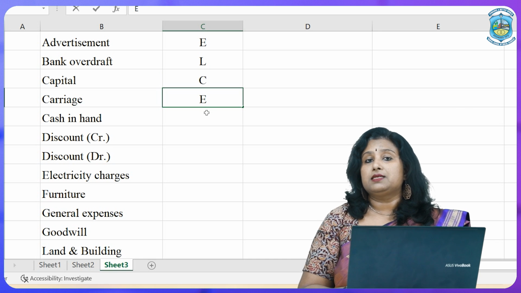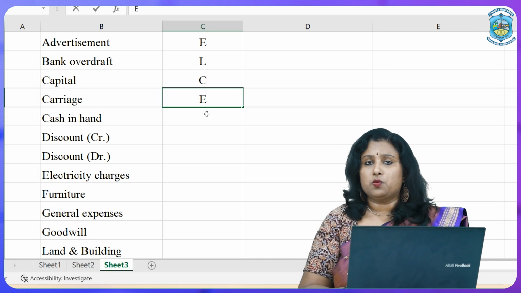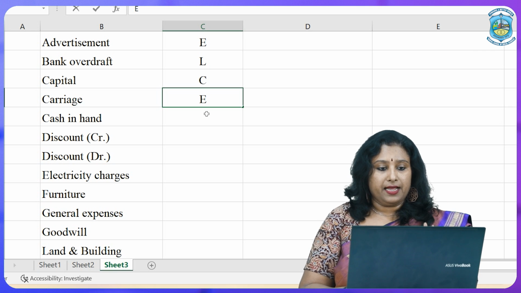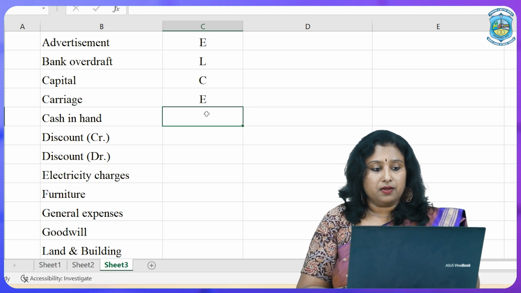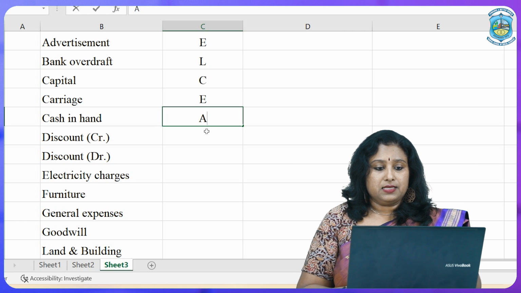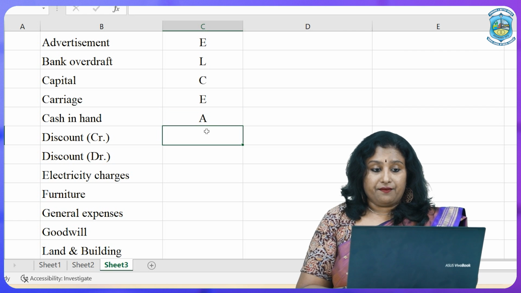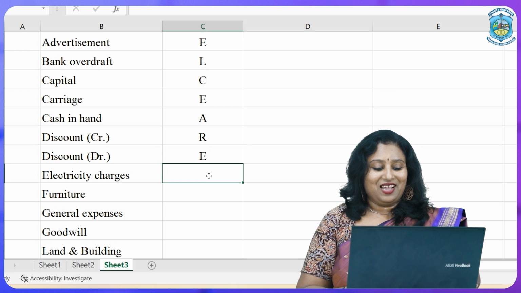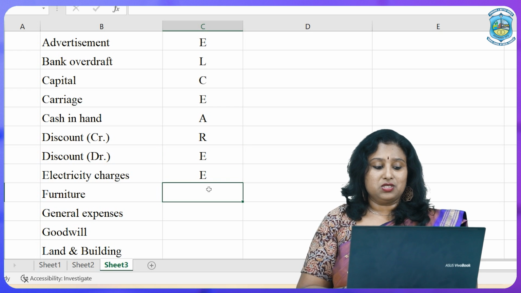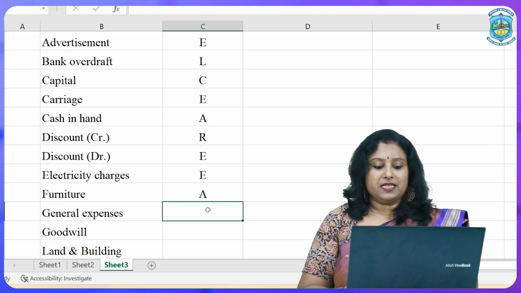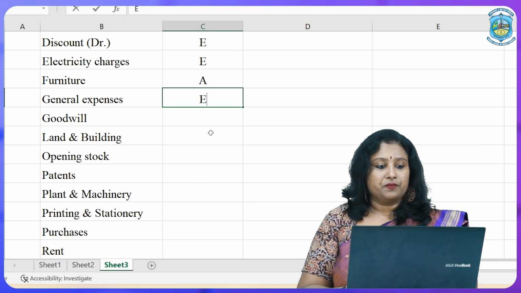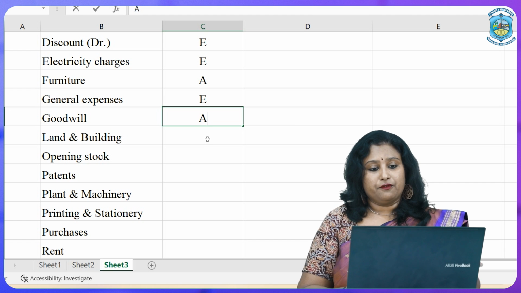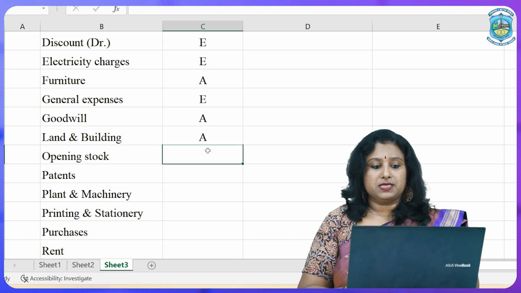Now don't worry whether it is a direct expense or an indirect expense, whatever be the nature of expense, it has to be understood as an expense and treated in the same manner. Cash in hand is an asset. Discount credit is a revenue. Discount debit is an expense. Electricity charges is also an expense. Furniture is asset. General expenses are expenses. Goodwill again is an asset, though it is an intangible asset, but of course it's an asset. Land and building also is an asset.